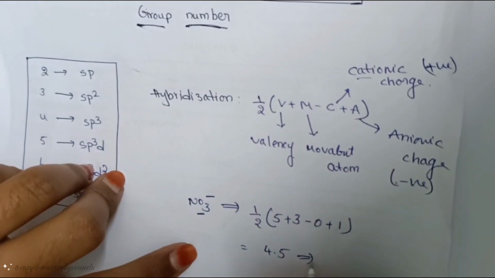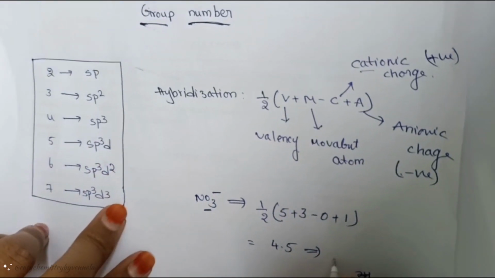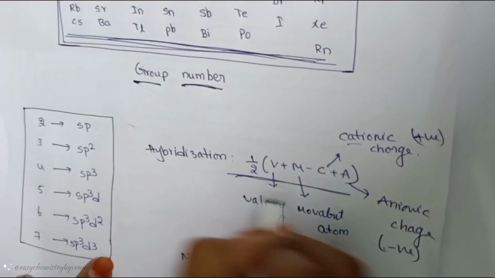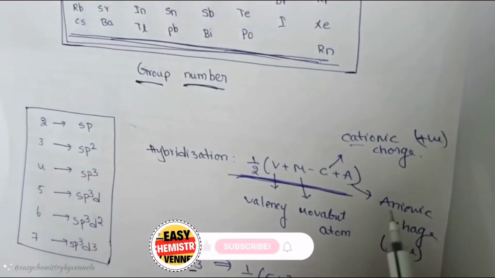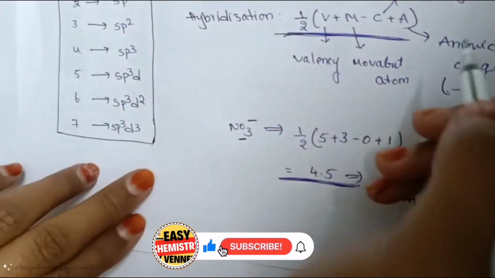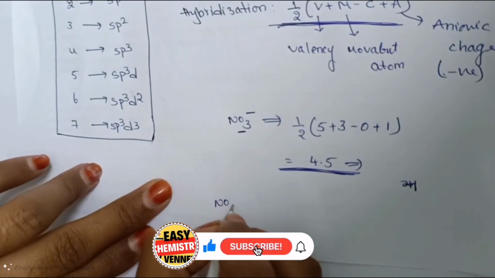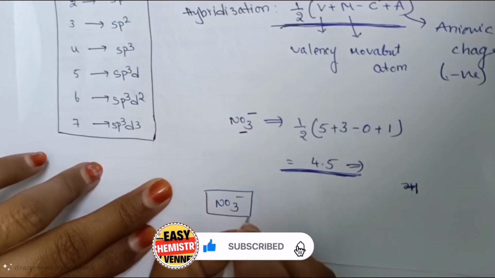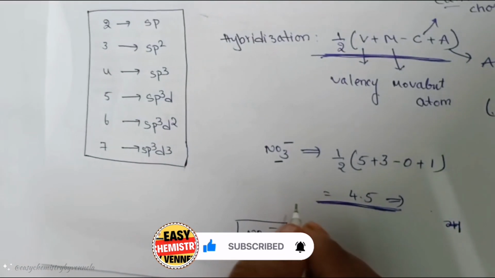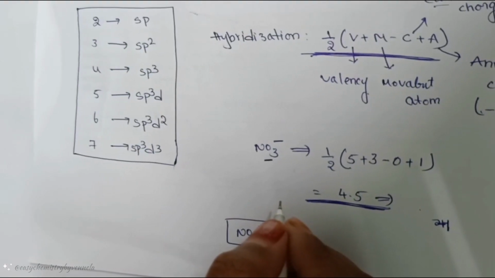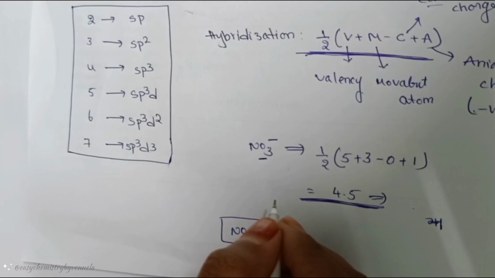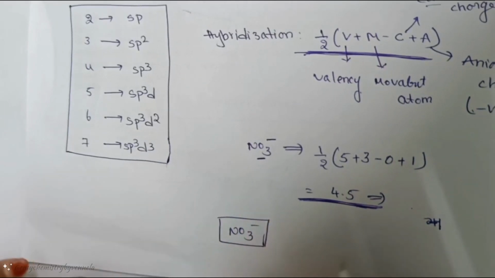Is this number useful to find out the hybridization easily? No, this is not useful. This format is sometimes useful, sometimes errors may occur. So now I am giving an easy trick. Does anyone know the trick how to find out the hybridization, geometry, shape? Okay, let me tell you the trick.